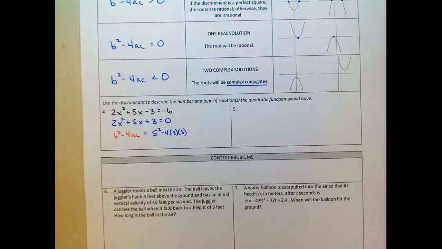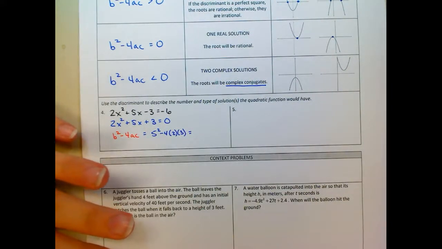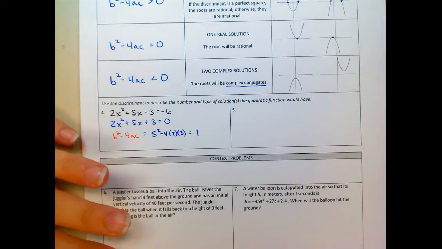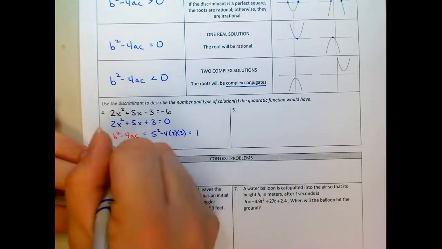And this is your mathematical proof. I don't mind if you put that whole thing in the calculator and get the value, but I do need to see what you've plugged in. So 5 squared minus 4 times 2 times 3. What do we have? 25 minus 24, so 1. Since the discriminant is 1, it's positive. This means that we have 2 real solutions.